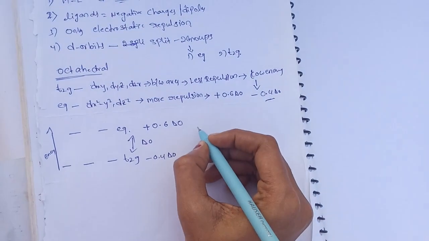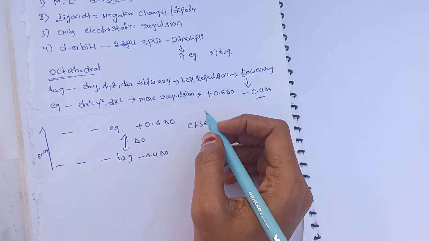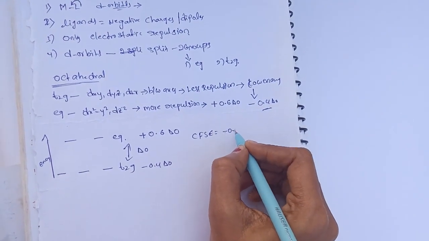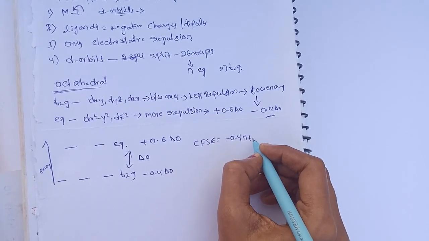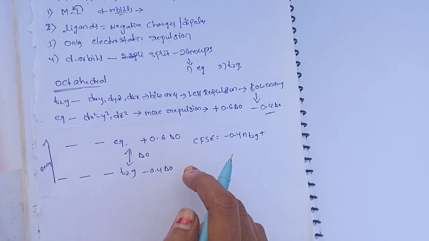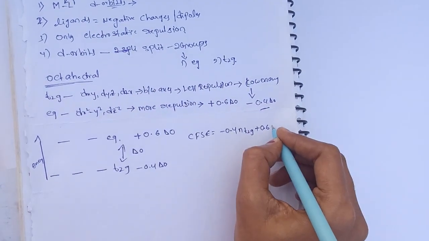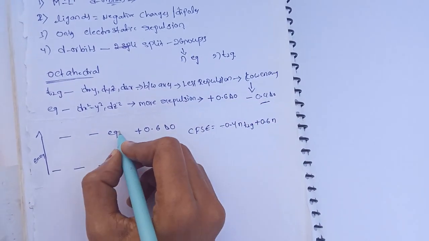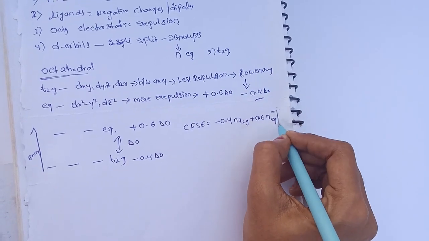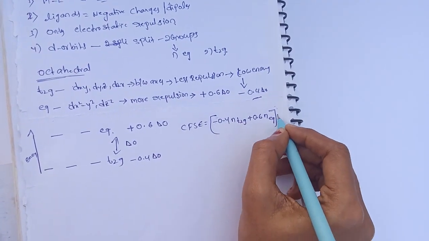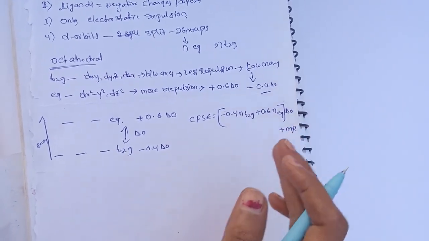Now the CFSE formula for octahedral complexes: minus 0.4 times n of T2g plus 0.6 times n of Eg, in units of delta naught, plus the pairing energy for more pairing.